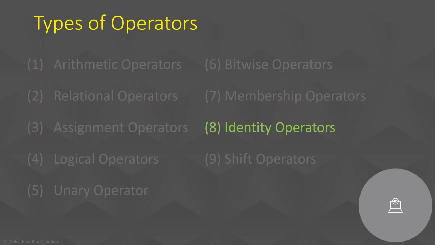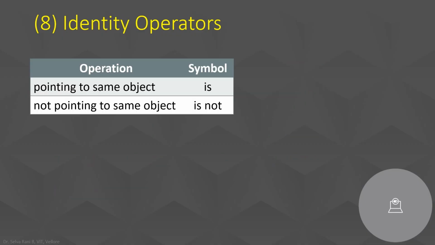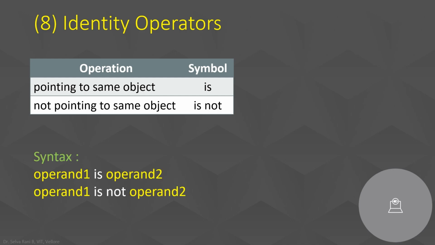The next type, identity operators. We know that Python deals with everything as an object. So identity operators will help us to check whether an object is the same as another object. We can check whether an object is pointing to the same object with the help of the is keyword, and not pointing to the same object can be tested with the help of is not.